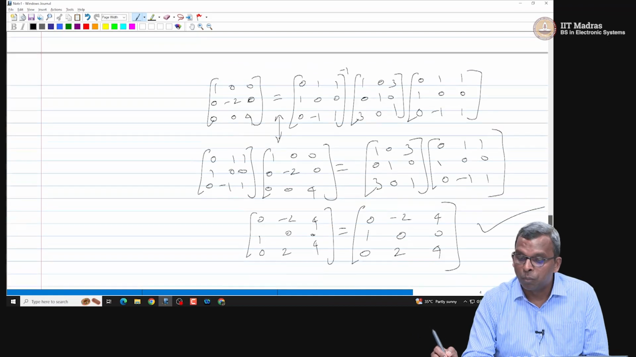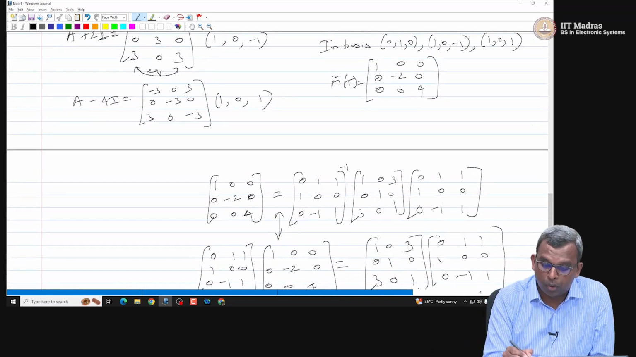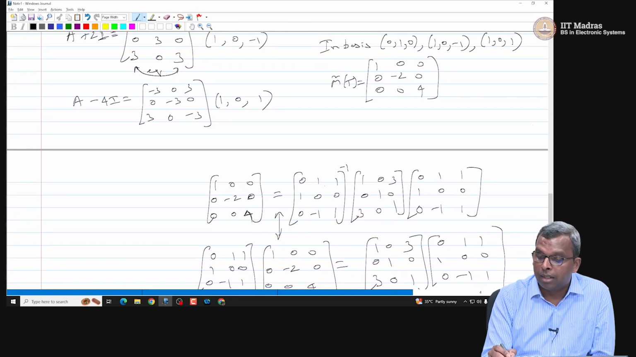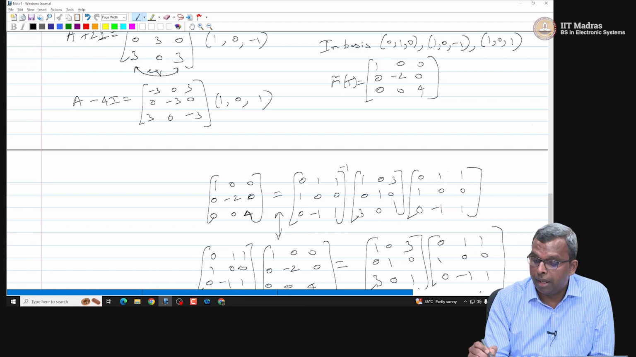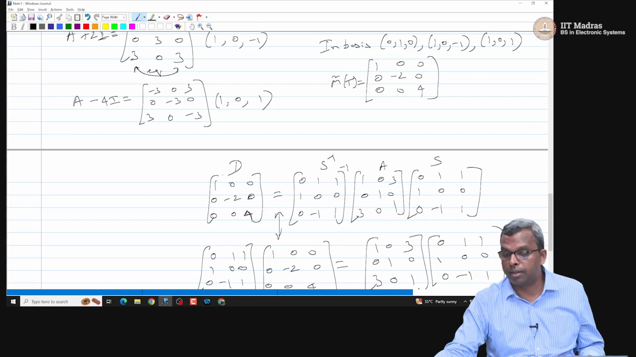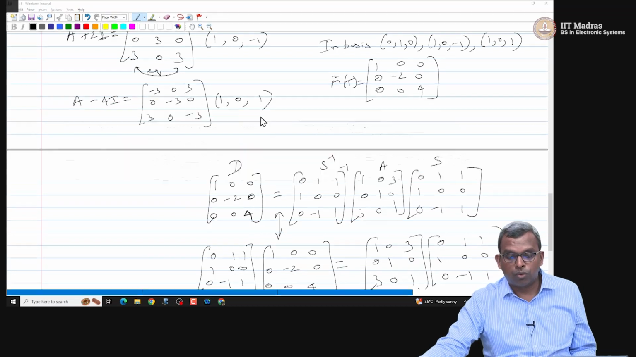So, notice that this is a diagonal matrix and this was written as S inverse A S. This is S inverse A S, the diagonal matrix. So, this matrix is diagonalizable and I found my matrix. Okay, so it's very simple.